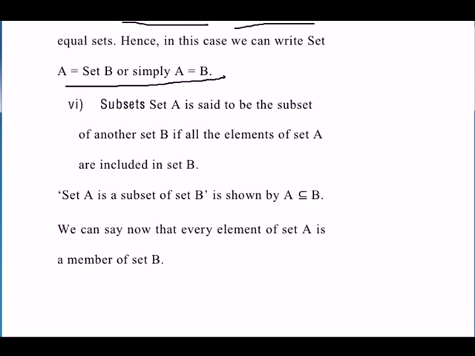Subsets. Set A is said to be a subset of another set B if all the elements of set A are included in set B. And this is the symbol that's used in set notation to represent that A is a subset of B. Of course, we don't have to worry too much about symbols because the test is all about application of concepts, but it's good to know how these symbols work.